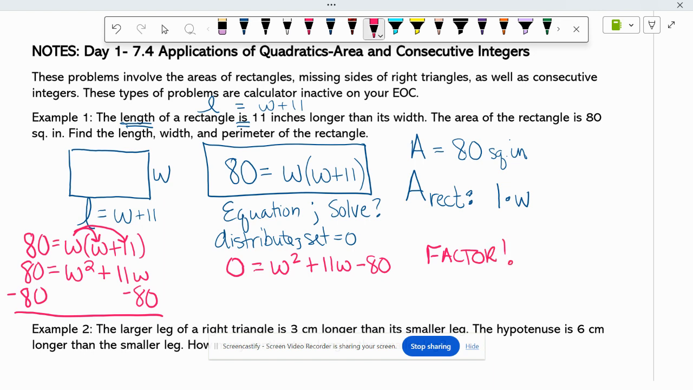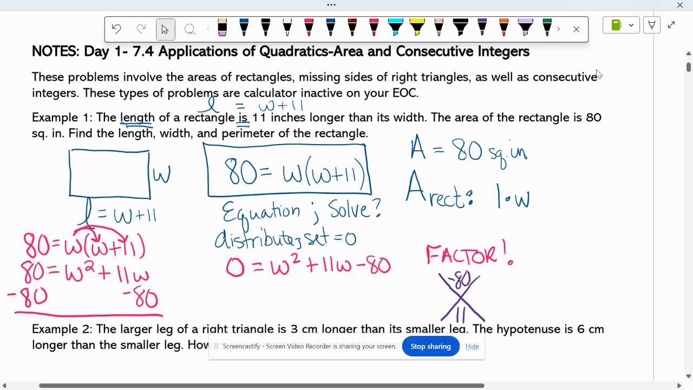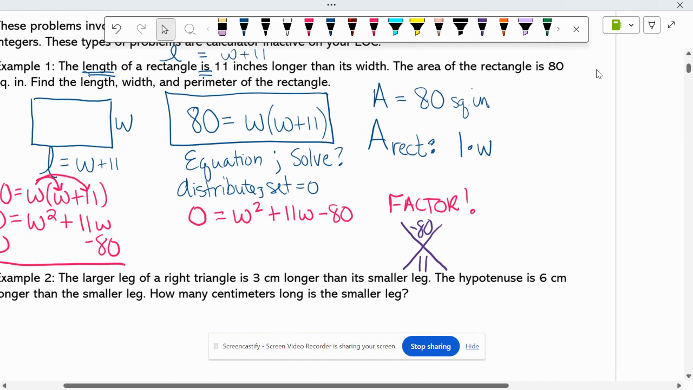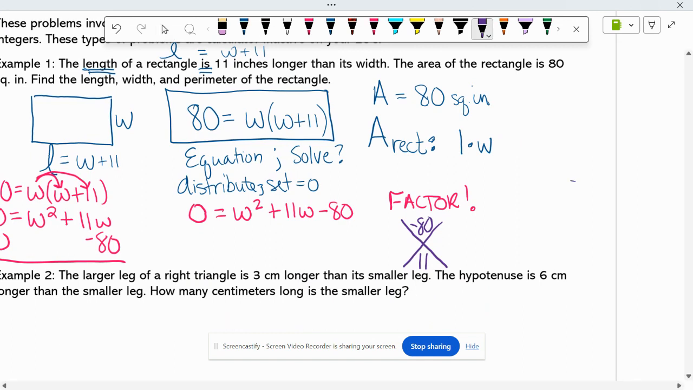Now I can factor this. So let's think about it. I'm looking for two numbers that multiply together to give me negative 80, that when I add them, I get a positive 11. Well, it ends in 0. I would start, what's 80 divided by 0? Not 0, sorry. It ends in 0, divided by 5. What's 80 divided by 5?